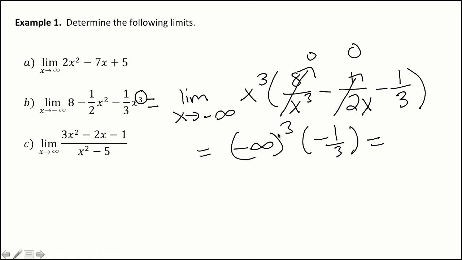Okay, so negative infinity to the third power, that's going to be a negative number, right? So you're going to get negative infinity. And negative infinity times negative 1/3 is positive infinity. So this is going to be positive infinity.